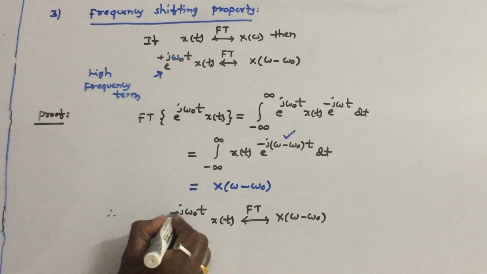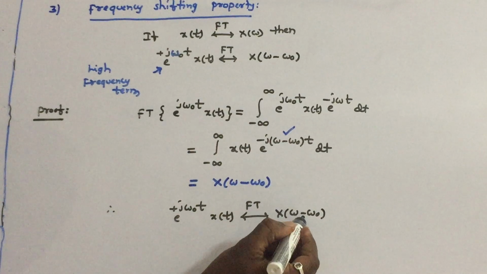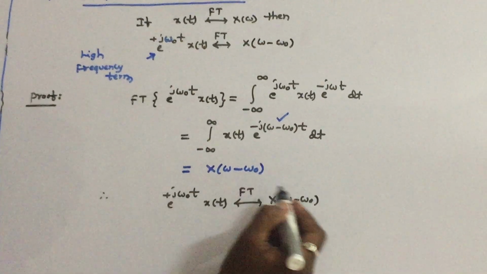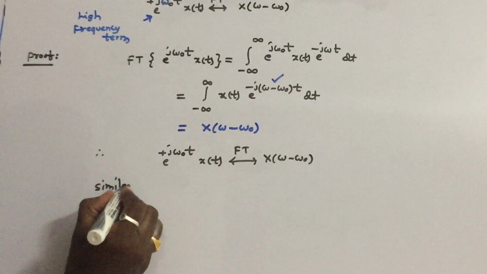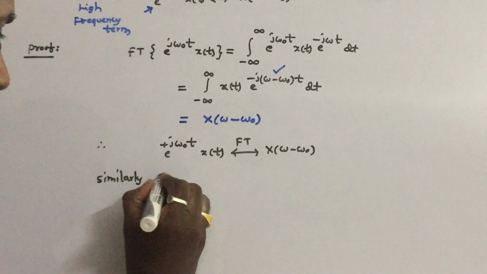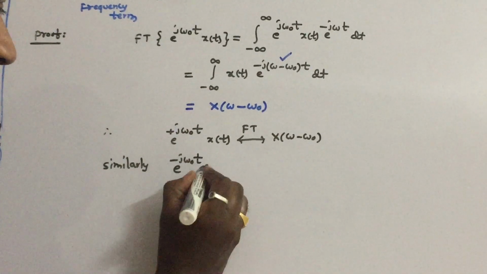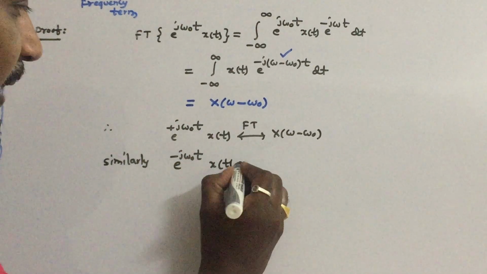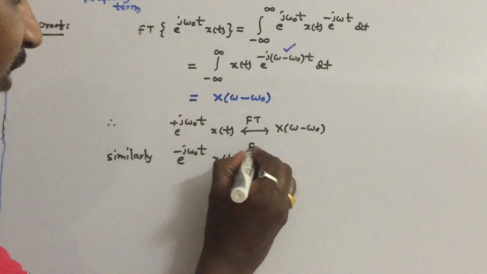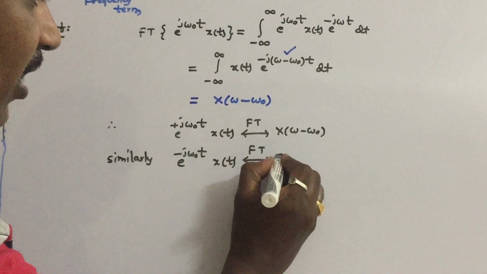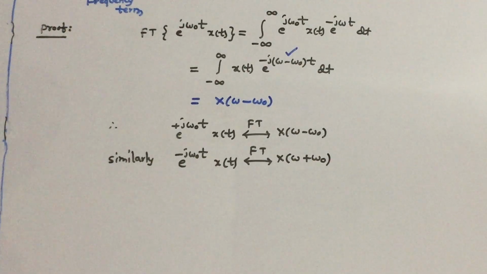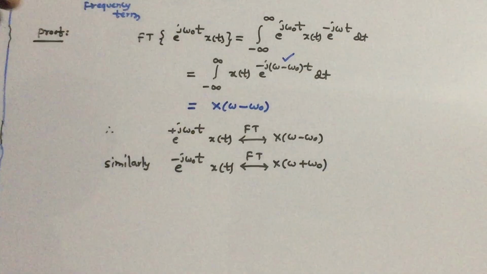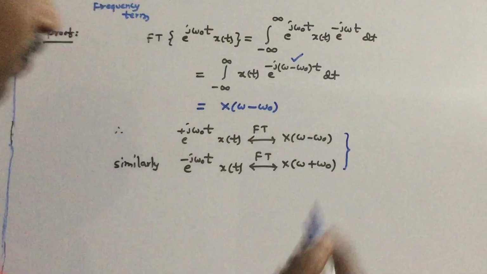In the frequency shifting operation, remember that if plus is there, you have to take minus. If minus is there, you have to take plus. Similarly, if the complex exponential signal e power minus j omega naught t is multiplied with x of t, then the frequency is shifted. Why is this called shifting? Let us see why this is called shifting. I will explain. So this is the frequency shifting property.